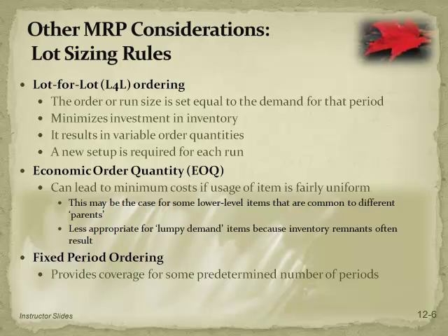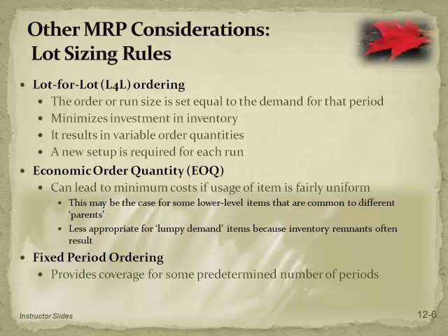Economic order quantity. Now, we've already studied the economic order quantity, so that's a lot size policy. We know that it is that quantity that is going to minimize our total cost. Another lot size policy shown on this slide is fixed period ordering. In fixed period ordering, I'm going to be aggregating the demand over some predetermined number of time periods and creating an order that is equal to that aggregated or summed demand.